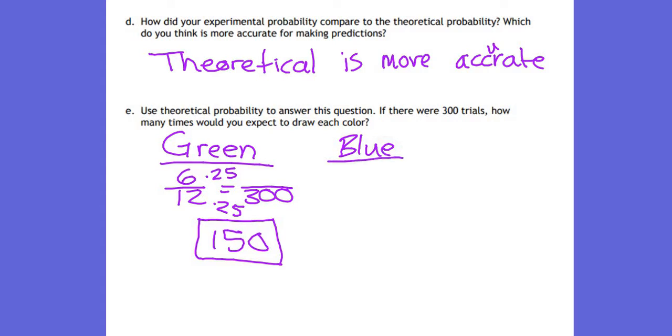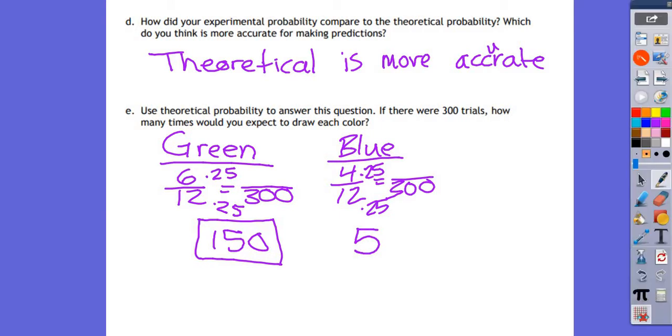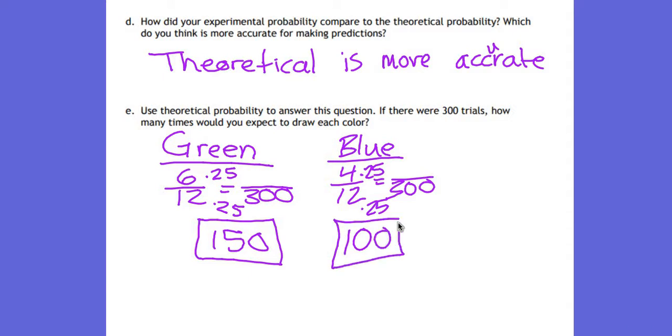Let's look at blue. Blue had 4 out of 12. And we're looking for a container of 300. Same thing, we're multiplying times 25. So how many blues should there be? 100. Oh, yes. 50. Please just be 100. It is 100. Dude, I drew 40.